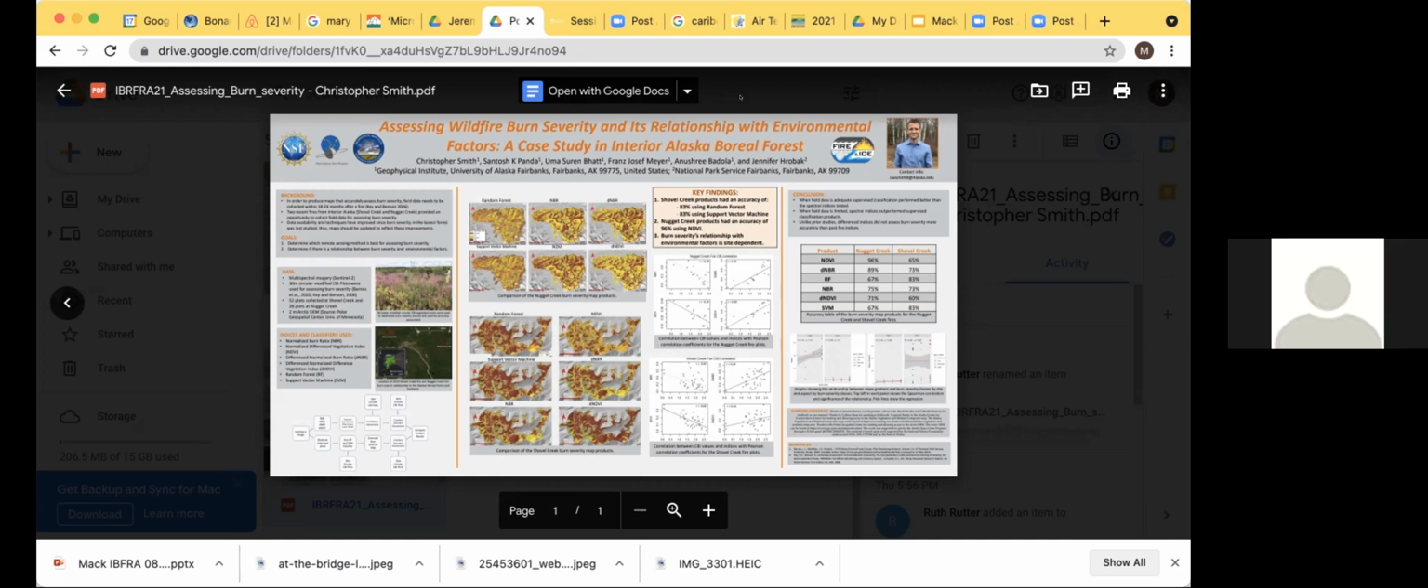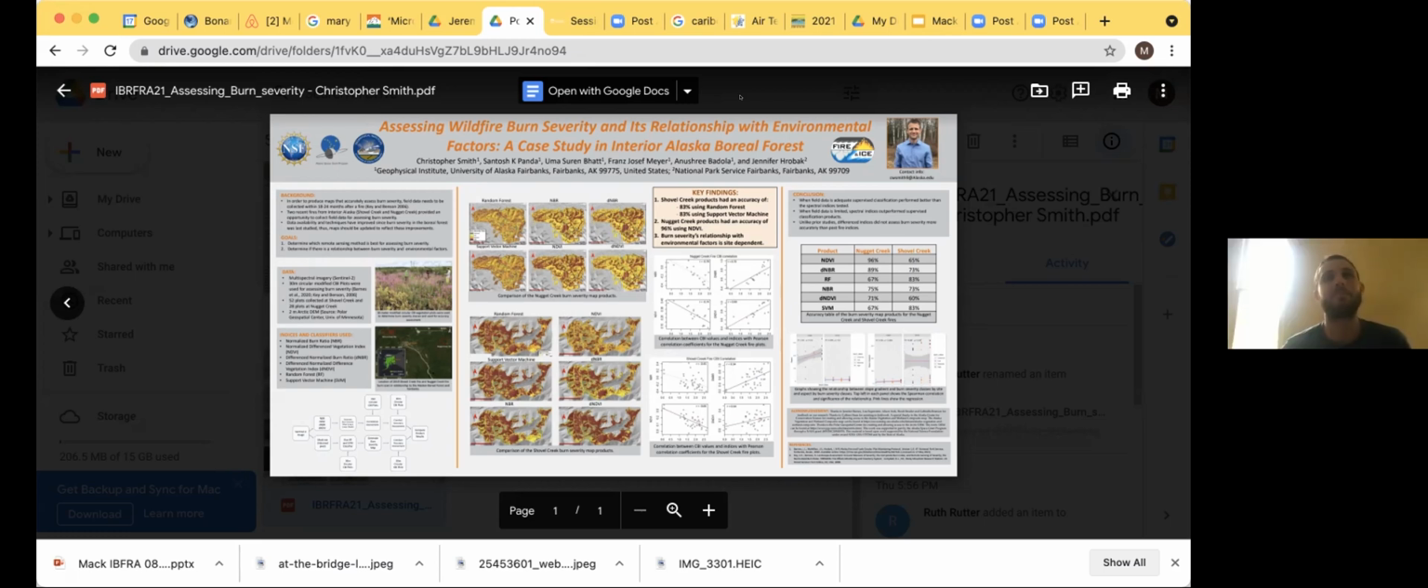Chris, this is interesting. Based on a quick summary of your poster, it almost seems like there is no one best way to characterize burn severity. Is that a true take-home message?